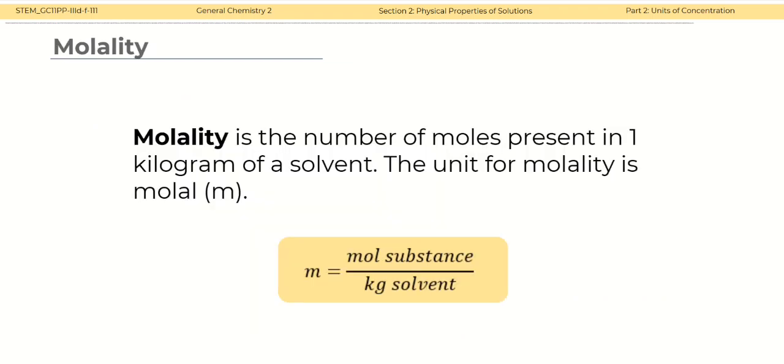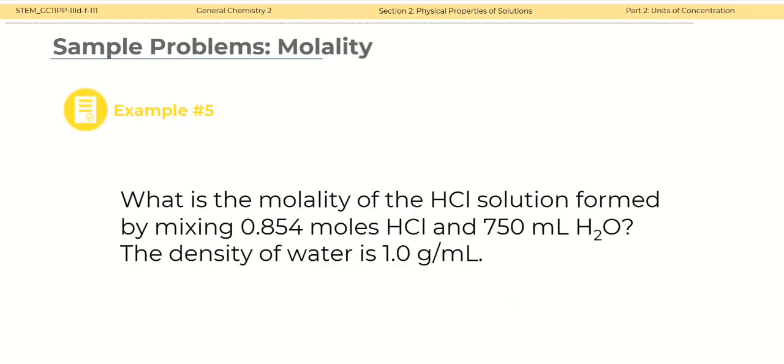Molality. Molality is the number of moles present in 1 kilogram of a solvent. The unit for molality is molal. Example number 5. What is the molality of the hydrochloric acid solution formed by mixing 0.854 moles hydrochloric acid and 750 milliliters water? The density of water is 1.0 gram per milliliter.